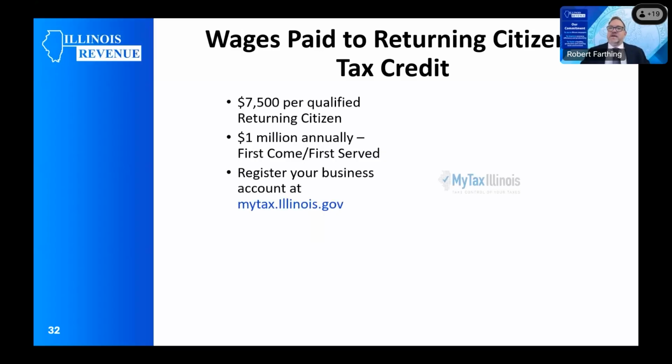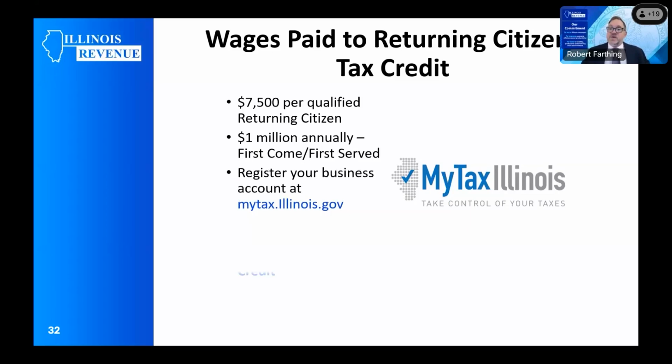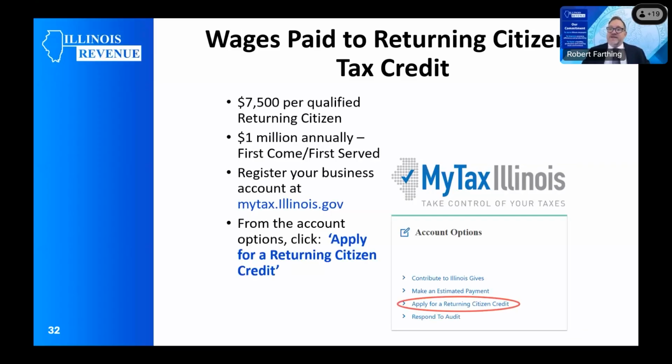In order to earn the credit, you must first have your business registered with the Department of Revenue at mytax.illinois.gov. Once you are registered, you will need to apply for a returning citizen credit. Then we will make a determination and issue a credit certificate if the business is qualified and the returning citizen is qualified for the credit. Finally, you will claim the credit when you file your annual business income tax return on the corresponding 1299 form.